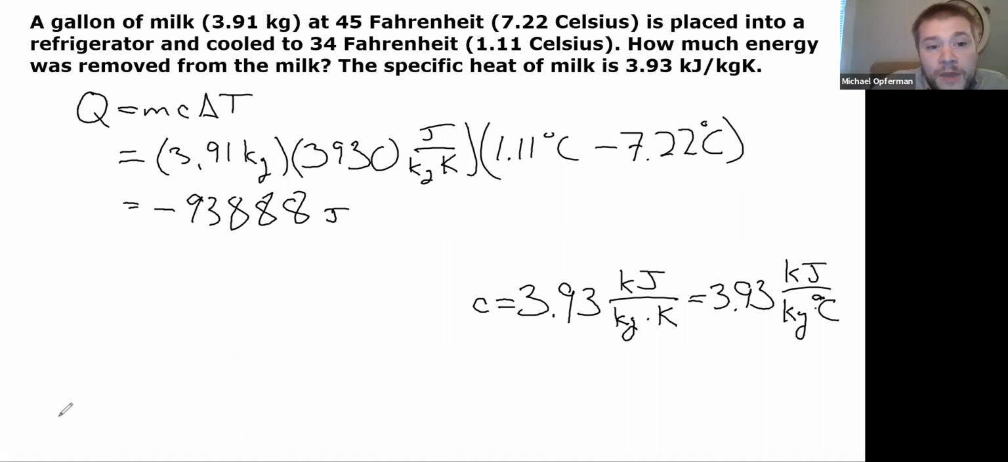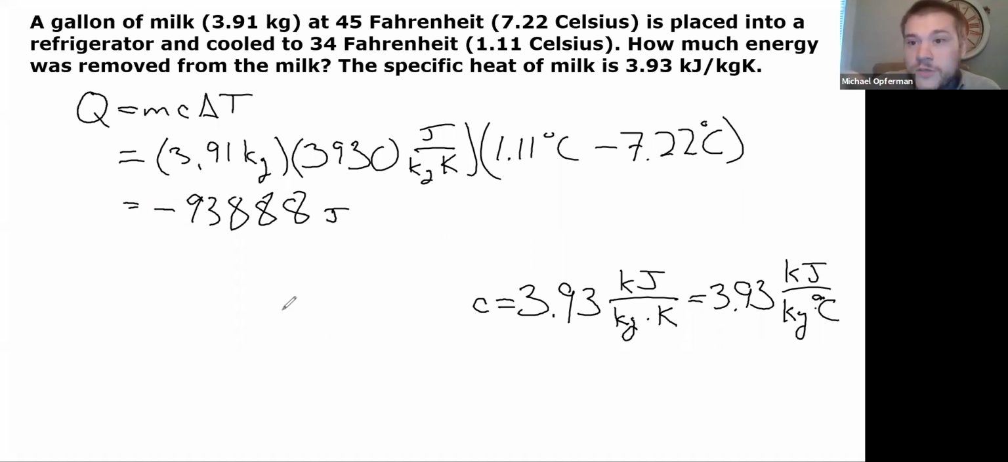A few comments then. The negative sign that we got in front of this Q means that the energy is flowing out of the milk, because what we calculated here is the Q of the milk, not of the air in the refrigerator. So Q of the milk is negative 94,000 joules because it's giving off energy. Q of the air inside the refrigerator is positive 94,000 joules. The air in the refrigerator is absorbing this energy and heating up, and then that energy has to be pumped out by the refrigerator, which is something we're not going to get into here.